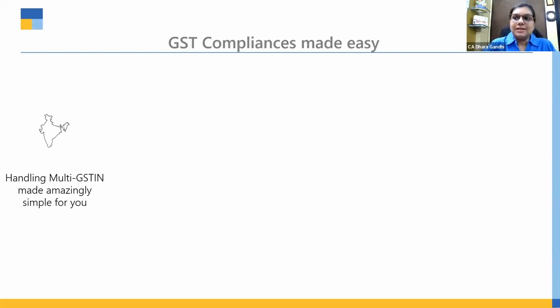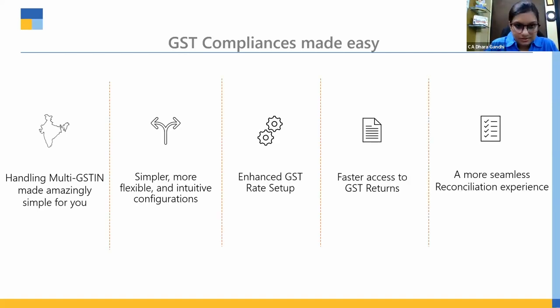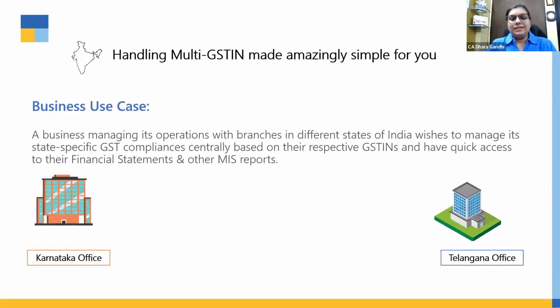So we'll go through the GST compliances first. It is about multi-GSTIN, and how multi-GSTIN is useful to the business. We'll talk about simplified configurations in GST, some GST rate setup features, some GST return features, and reconciliation features. When can we use multi-GSTIN? When a business has a common PAN number but has branches or POS at different states, obviously they hold different GST numbers under the same PAN.